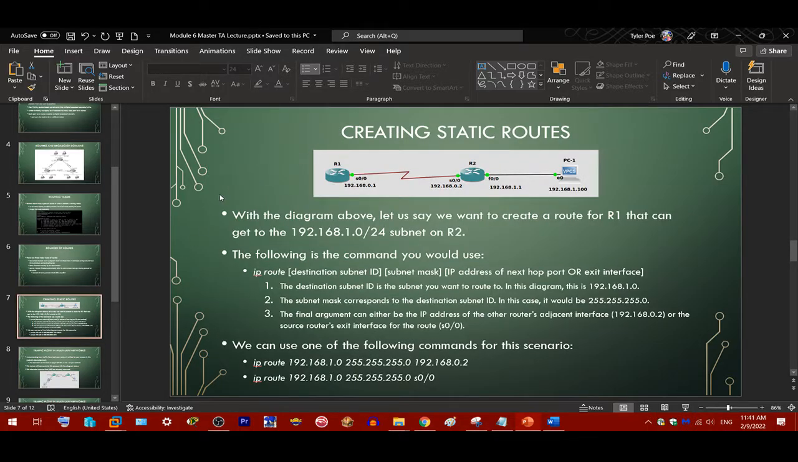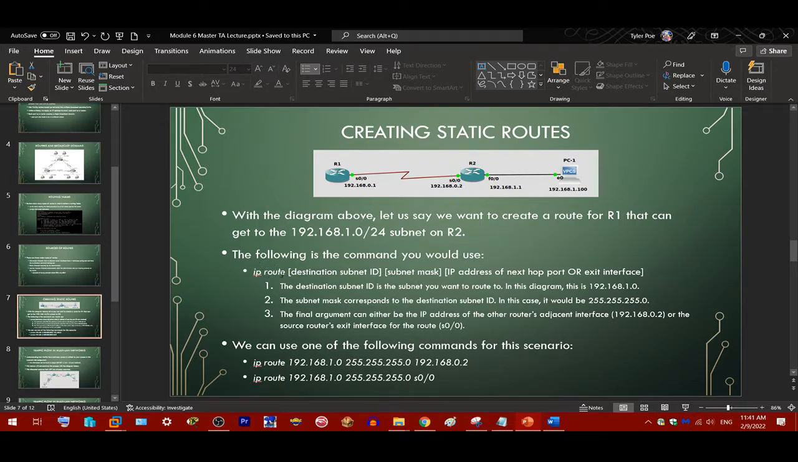So creating static routes, this is something you'll need to do for your lab assignment, so I'll be going over it here. So with the diagram above, let us say we want to create a route for router 1, we're configuring router 1, that can get to the 192.168.1.0/24 subnet on R2. So it's this subnet right here we're looking to get to. It's this subnet on F0/0. It's the subnet that's on the F0/0 interface on R2. So the following is the command you would use.